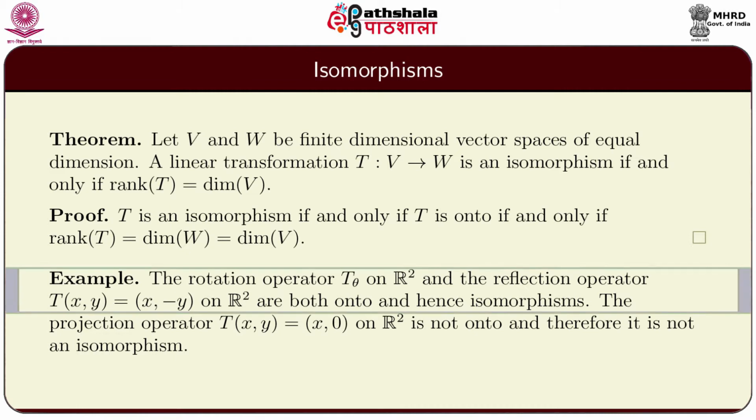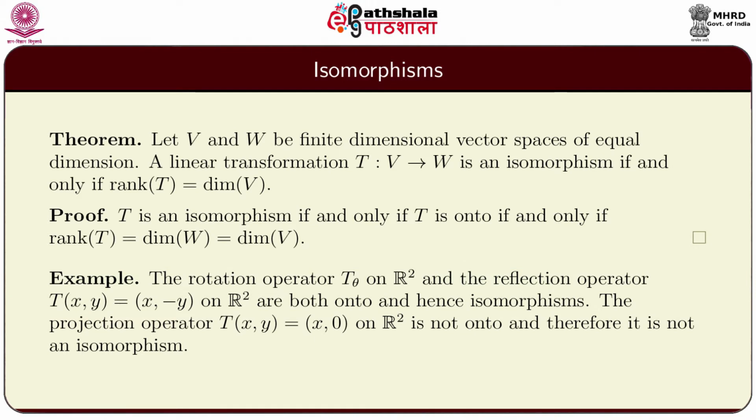Let us revisit those operators, the rotation operator T theta on R2 and the reflection operator T(x,y) equal to (x, minus y) on R2, and both are onto linear maps and hence isomorphisms, whereas the projection operator T(x,y) equal to (x, 0), that is projecting onto the x axis, is not onto and therefore it is not an isomorphism.